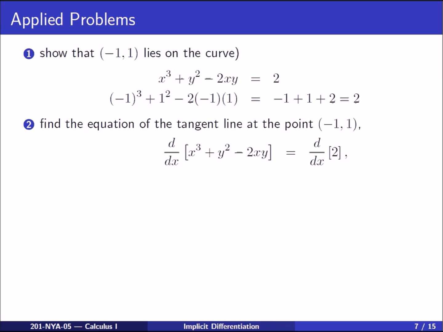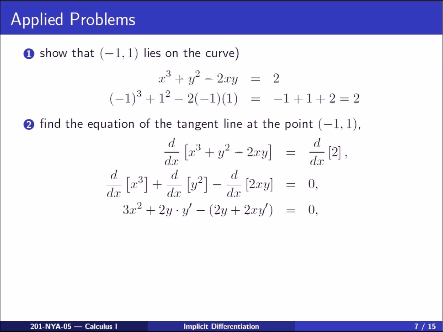So we take derivatives with respect to x on both sides. We apply derivatives to every single term on the left-hand side. The derivative of 2 is 0, because 2 is a constant function. The first term, x cubed, to differentiate it with respect to x, that's fairly easy. It's just 3x squared. The second term, y squared, since y is a function of x, we need to apply the chain rule, so that's going to be 2y y prime. And for the third term, we'll need to use the product rule.